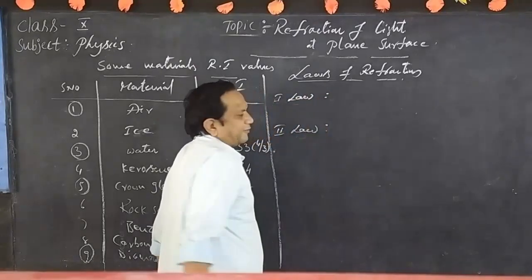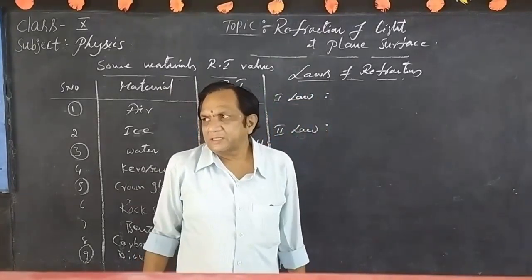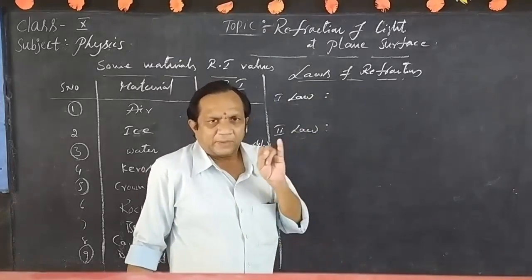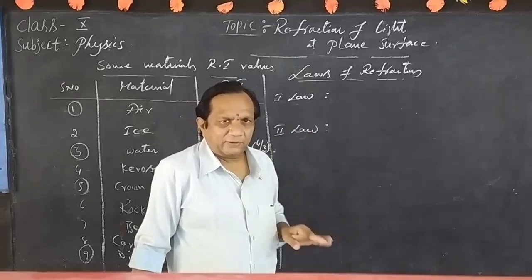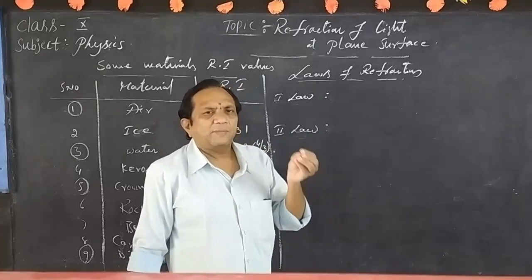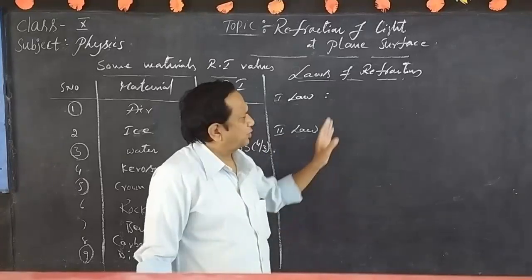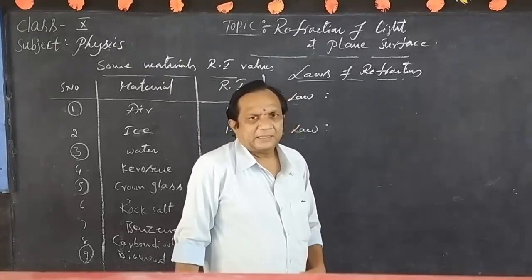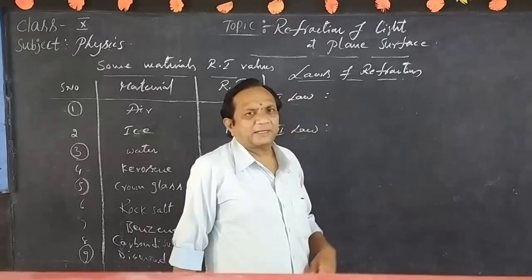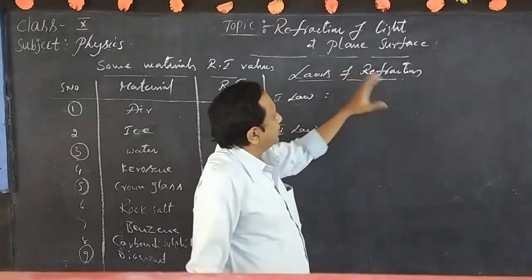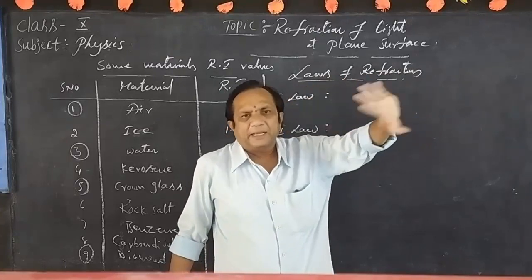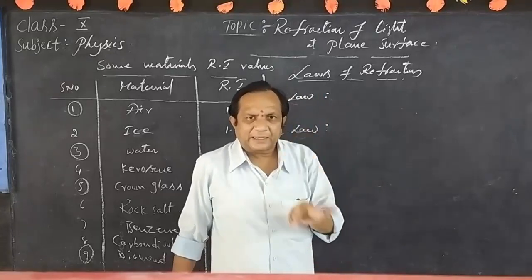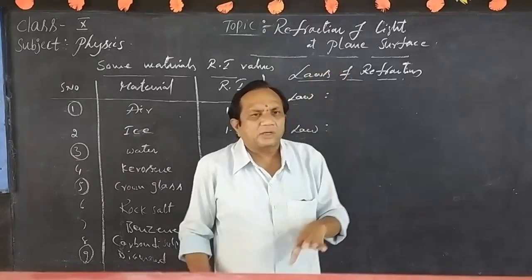The first law is similar to the reflection law. What does the reflection law say? That law is the same here. The incident ray, point of incidence, and refracted ray will all lie on the same plane. In reflection we say the incident ray and the reflected ray; here it is the refracted ray. All lie on the same plane. That is the first law of refraction. So the incident ray, point of incidence, refracted ray, and normal all lie on the same plane.